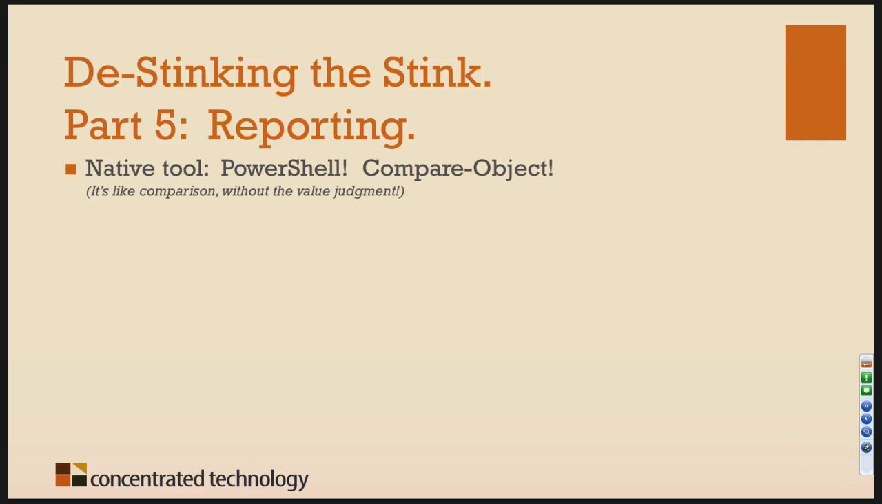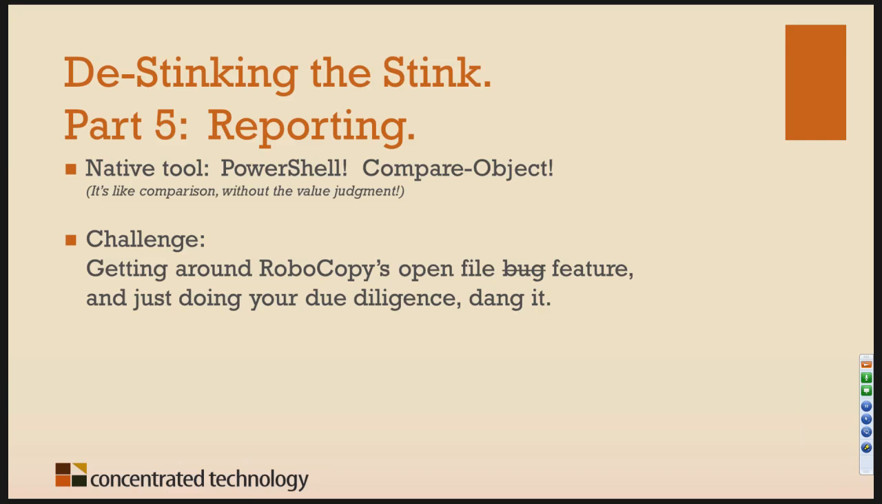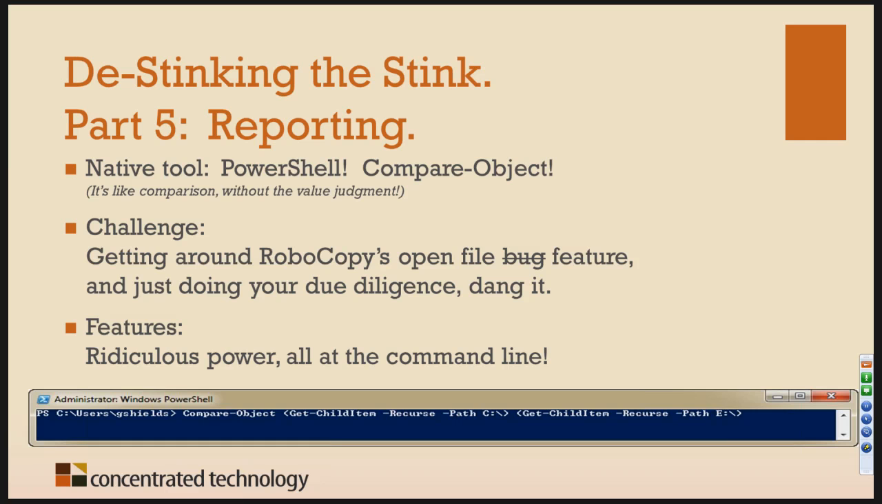Now, you have to be careful here because there's an open file bug here, and getting around Robocopy's open file feature requires ingesting that data correctly. You also have to do a little bit of due diligence associated with ingesting that data as well. But what you get at the end of the day is some ridiculous power that you can get all at the command line. Down here on the bottom, what I have is a screenshot from PowerShell that talks about using the compare-object commandlet to look at the path between, in this case, a C drive and an E drive. And I'm recursing that path so that I'm getting all the child items and all the contents between those two locations.